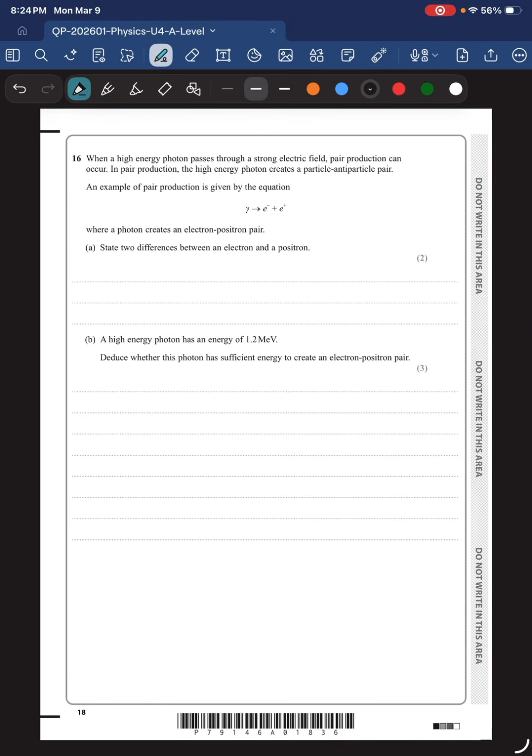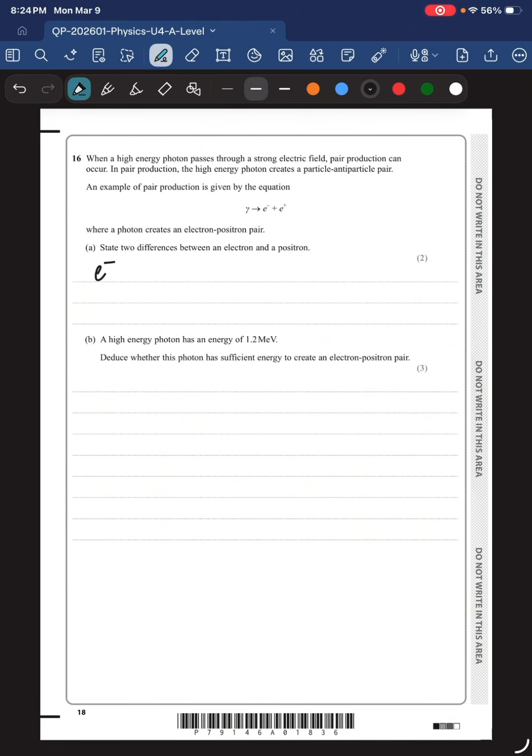And now we are moving on to question 16. When a high-energy photon passes through a strong electric field, pair production can occur. In pair production, the high-energy photon creates a particle-antiparticle pair. An example of pair production is given by the equation, where a photon creates an electron-positron pair. State two differences between an electron and a positron.